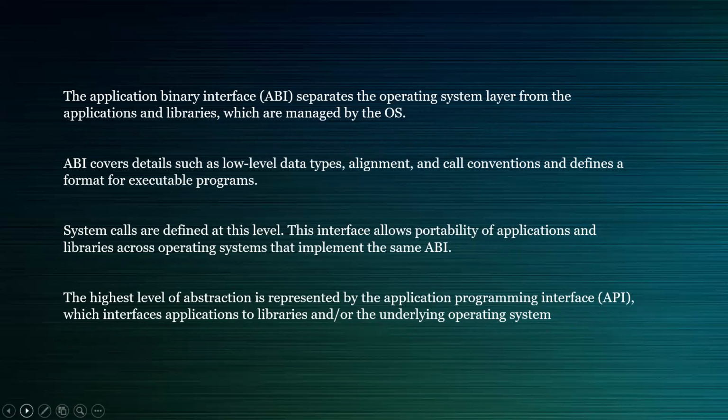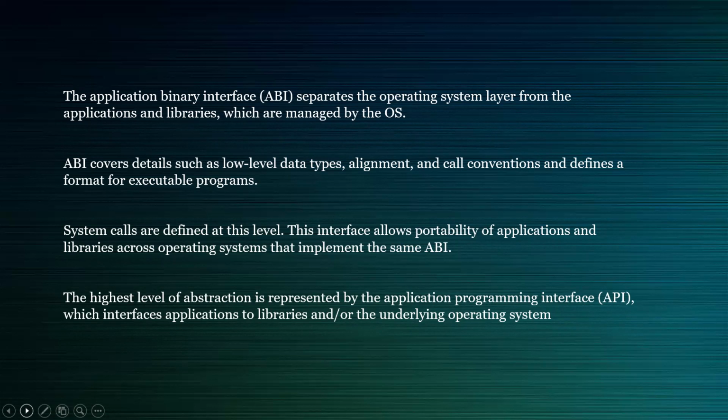The main aim of the application binary interface is to separate the operating system layer from the applications and libraries which are managed by the operating system. ABI covers details such as low-level data types, alignment, and call conventions, and defines a format for executable programs. System calls are defined at this layer. The interface allows portability of application libraries across operating systems that implement the same application binary interface.